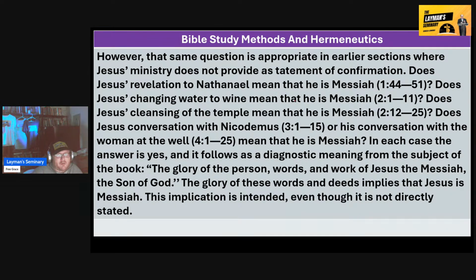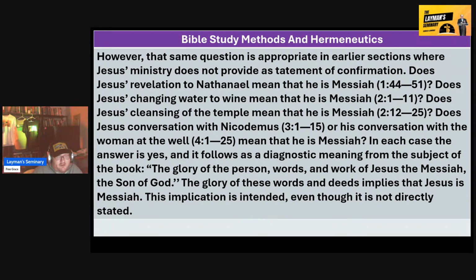However, the same question is appropriate in earlier sections, where Jesus' ministry does not provide a statement of confirmation. Does Jesus' revelation to Nathanael mean that he's the Messiah? Does Jesus changing water to wine mean that he's the Messiah? Does Jesus' cleansing of the temple mean that he's the Messiah? Does Jesus' conversation with Nicodemus or his conversation with the woman at the well mean that he's the Messiah? In each case, the answer is yes, and it follows as a diagnostic meaning from the subject of the book.